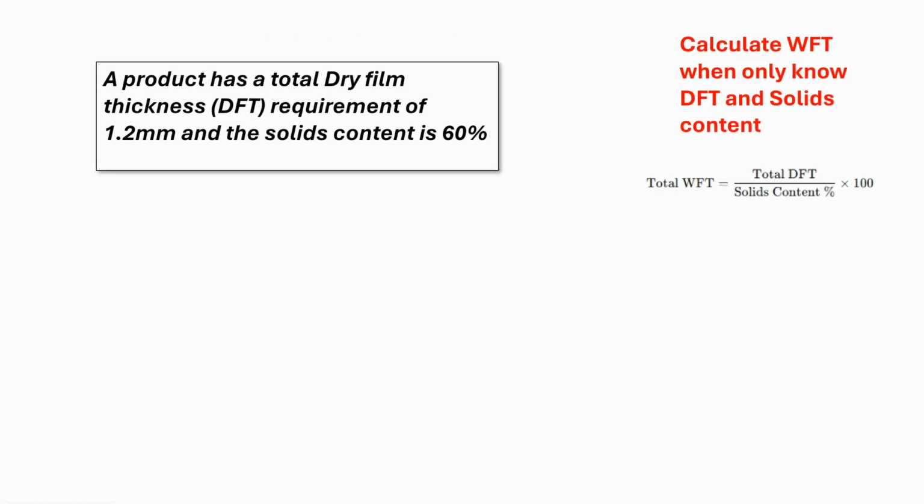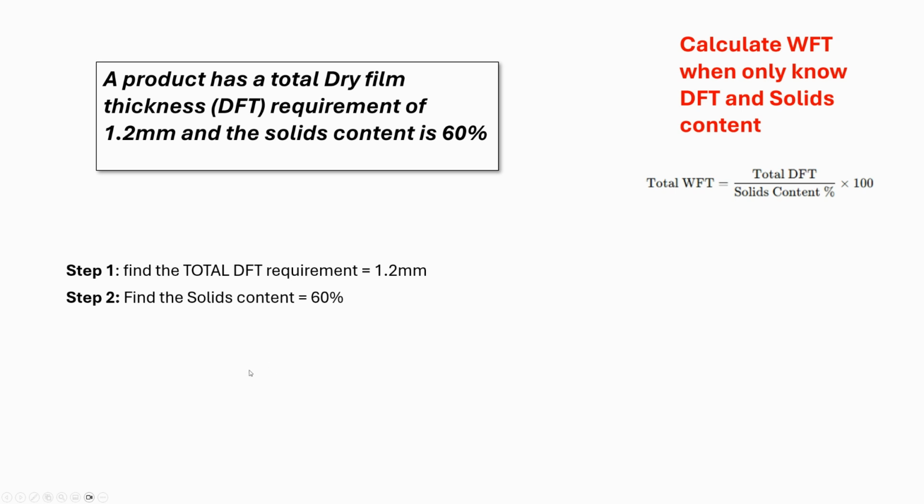Say, for example, a product that only gives us dry film thickness and the solids content, just on the rare occasion that you might come across a membrane that's like that. Yeah, we can work out the wet film from there. Remember, we only need 2 bits of information. So step 1 is find the total dry film thickness requirement. In this case, it's 1.2 millimetres. Step 2 is find the solids content percentage. In this case, they've told us it's 60%.